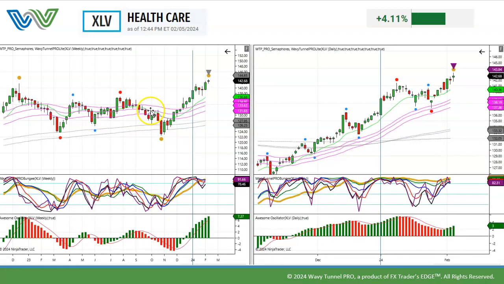This is also beautiful. We had a nice sideways consolidation. We came down to below the tunnel, which is what we like before blast off, and we blasted off. And we can see this on the daily. The wave crossed above the tunnel, and every time the market came down into the wave, it was buyable. So very, very nice pattern.